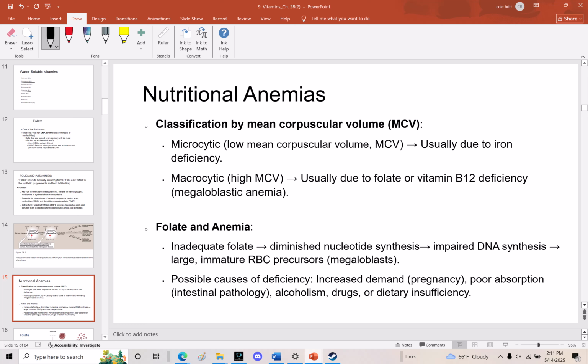Now, iron deficiency will make them really tiny because you can't make enough hemoglobin without iron, which means these cells don't have a lot of hemoglobin in them. They're really small. So if you look at them under the microscope, you can tell someone's iron deficient because the red blood cells are really tiny compared to normal. This is normal size. This is iron deficiency size.